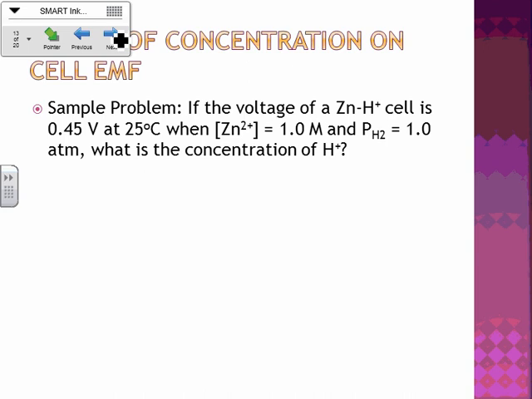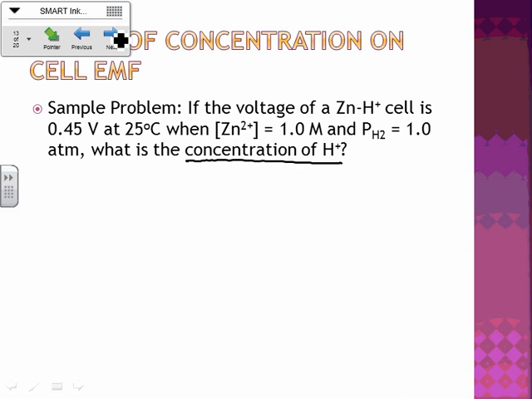All right, so here's a little bit different question, though, because now they're asking us about the concentration of the H+, and they're actually giving us the voltage of the cell, okay? So we've got a zinc H+ cell, and it's 0.45 volts when the concentrations of the zinc and the hydrogen are 1.0, all right? Now, this is not necessarily telling us whether it's at standard conditions or not. It might be, okay? So we kind of have to figure that out first.